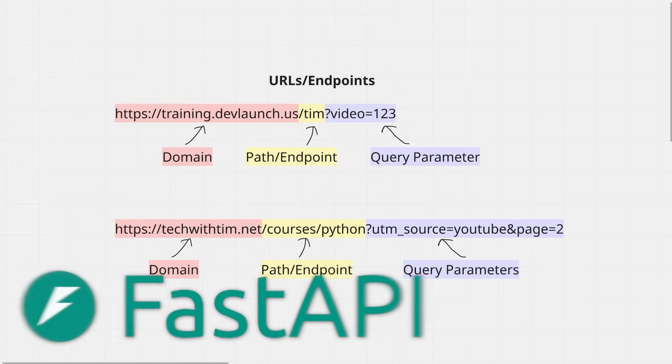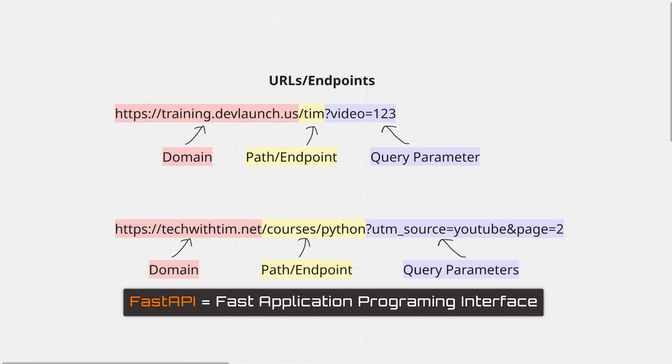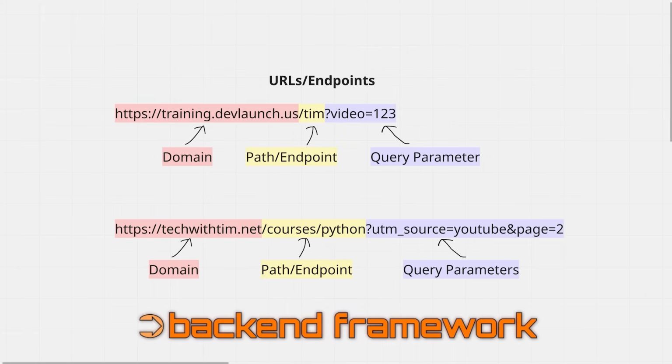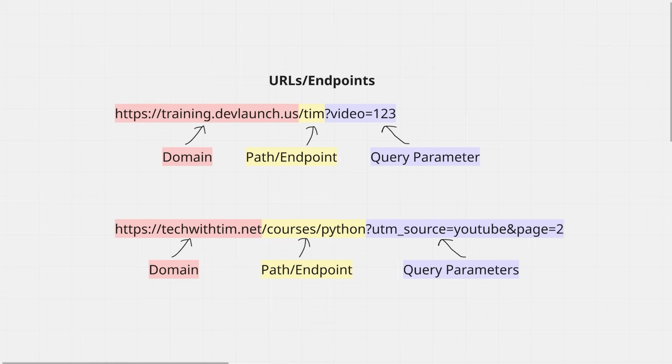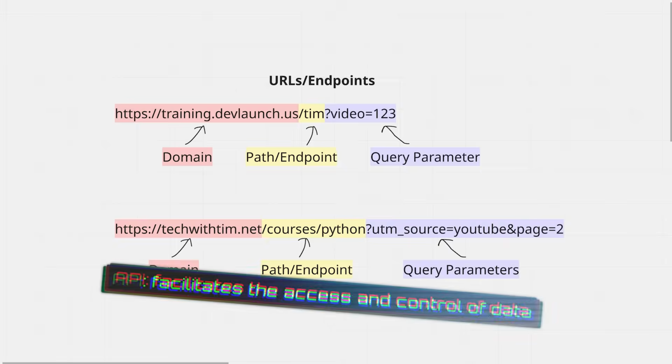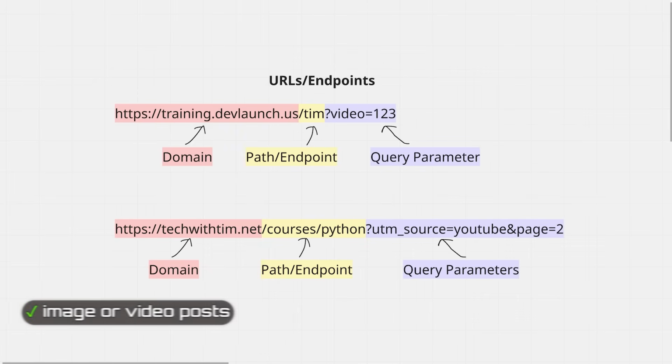Now we're going to use FastAPI, right? This is Fast Application Programming Interface. That's what API stands for. Now this is essentially a back-end framework. What that means is that this is going to be running on some type of server and it is going to be essentially controlling data. All an API really does for us is it facilitates the access and control of data. In our case, it's going to be image or video posts, right?